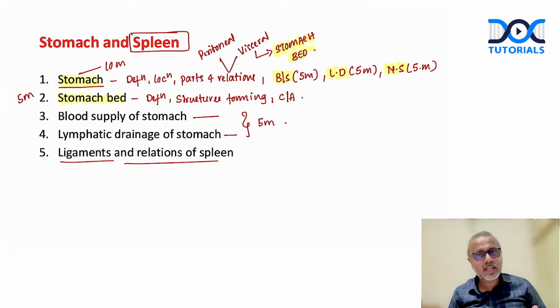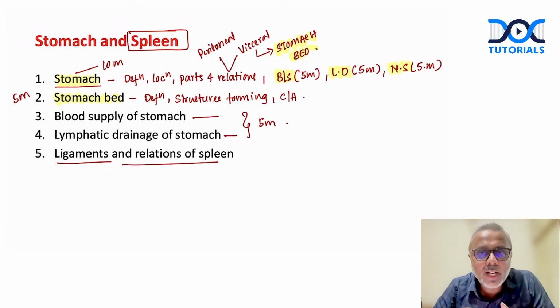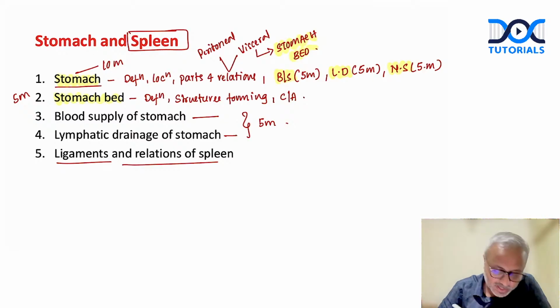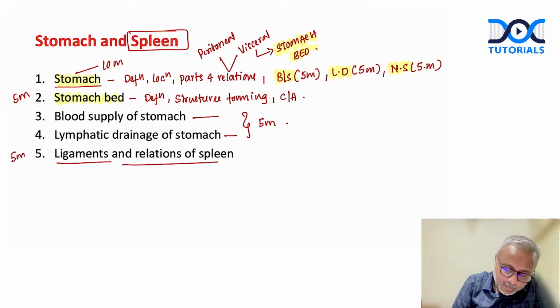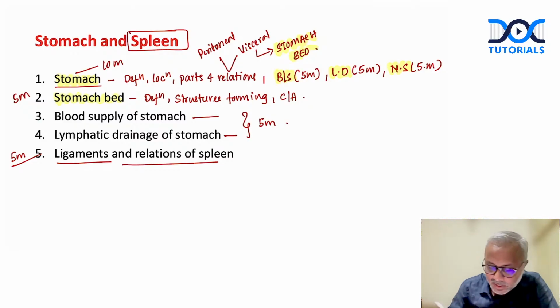Then it is about ligaments and relations of the spleen, right? Spleen as a long essay, I would say unlikely, but ligaments of the spleen and relations of the spleen are potential 5 marker questions. Okay, so what are the 4 important ligaments that are attached to the spleen? And what is the clinical importance of these ligaments? This could be a very important 5 marker. Then relations of the spleen, both of the diaphragmatic surface and the visceral surface, could be a very important 5 marker again. Done, right?